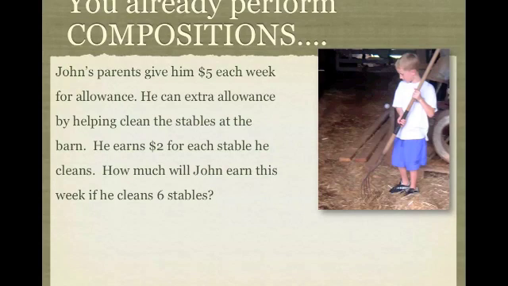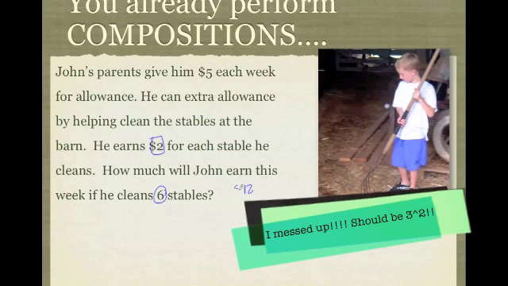He can earn extra allowance by helping clean the stables at the barn. He earns $2 for each stable he cleans. So how much will John earn this week if he cleans 6 stables? Well, you probably already calculated that you can say, if he cleans 6 stables at $2 each, that's 12. And so I'm going to add that to what he already gets, so he'll get $17.